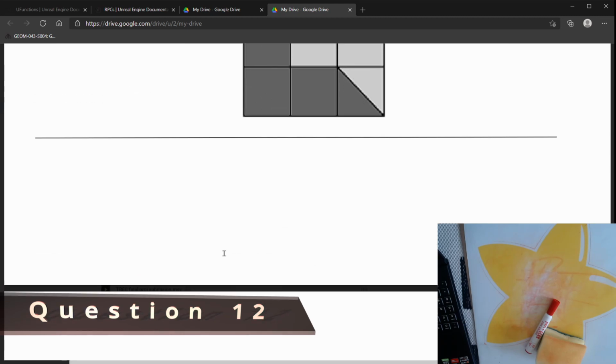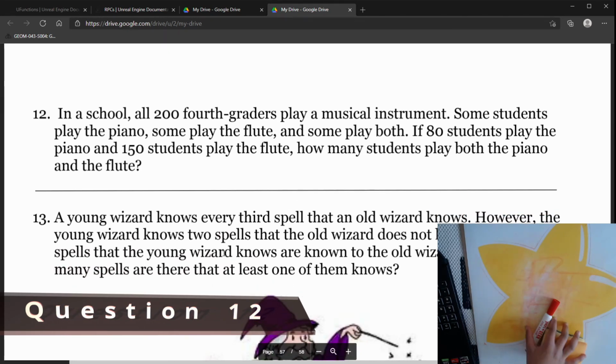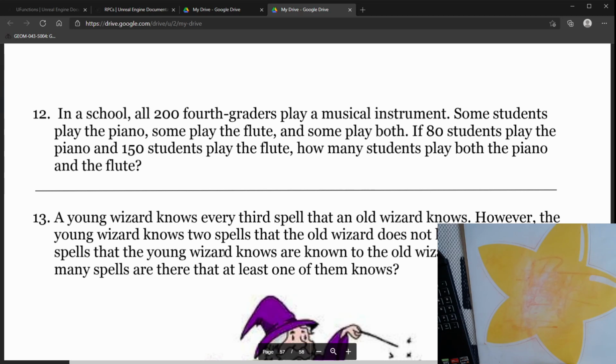Okay, moving on to number 12. In a school, all 200 fourth graders play a musical instrument. Some students play the piano, some play the flute, and some play both. If 80 students play the piano and 150 students play the flute, how many students play both the piano and the flute? Okay, so in total, we know there are 200.